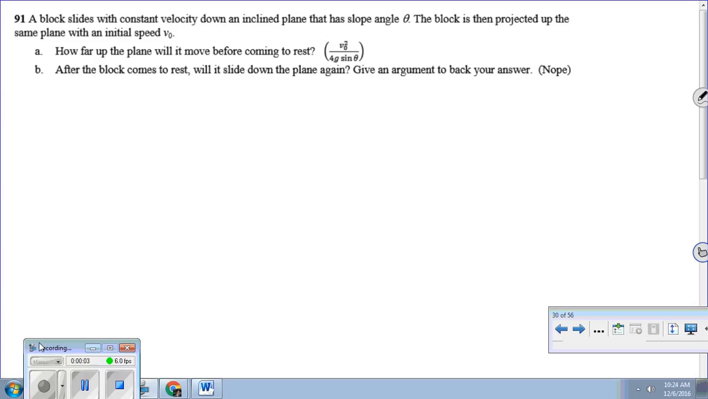All right, here we go. This is problem number 91 from chapter 6 of the Halliday and Resnick textbook.